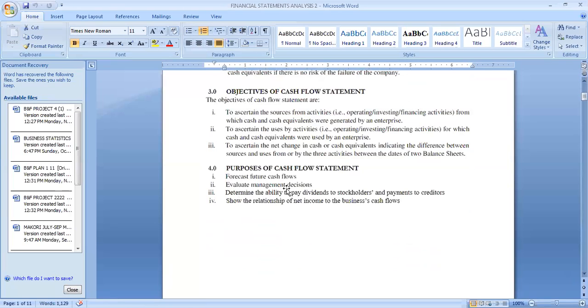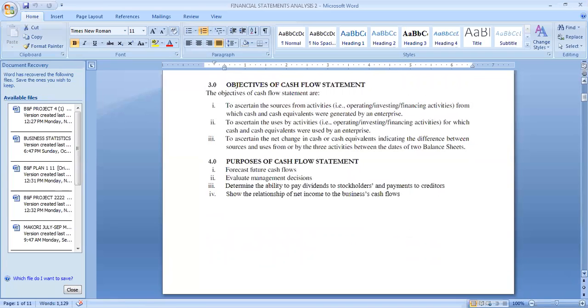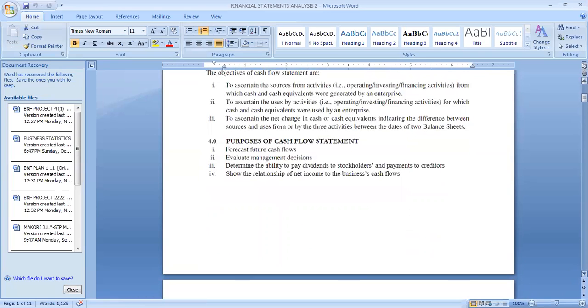Briefly, let us go through the purpose of the cash flow statement. Number one, once you have prepared the cash flow statement, it can assist you in forecasting future cash flows and also assist the management in evaluating the decisions they have made. You can know whether the policies you have put in place as a manager in the organization are actually of benefit or you need to review them, to determine the ability of the firm to pay the stakeholders in terms of dividends and all that.